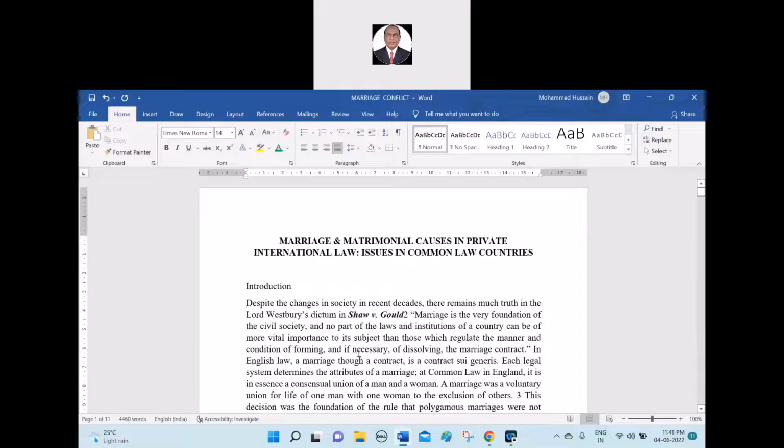despite the changes in society in recent decades, because society always changes from time to time, there remains much truth in Lord Westbury's dictum in Shaw versus Gold, that is the case law. I quote: marriage is the very foundation of civil society, and no part of the laws and institutions of a country can be of more vital importance to its subjects than those which regulate the manner and condition of forming it. That means marriage is the very foundation of civil society.